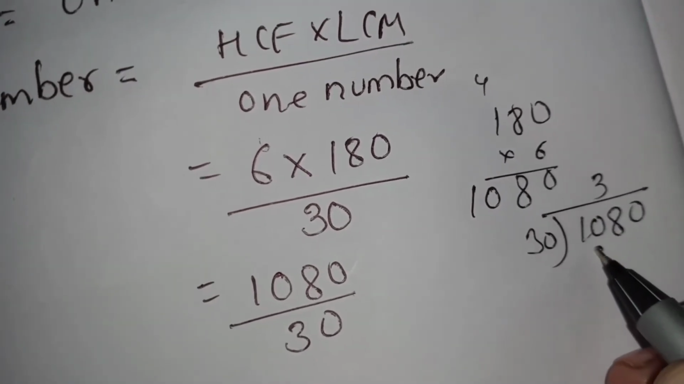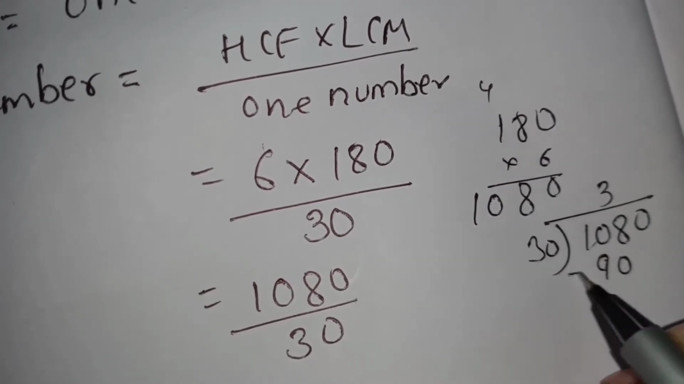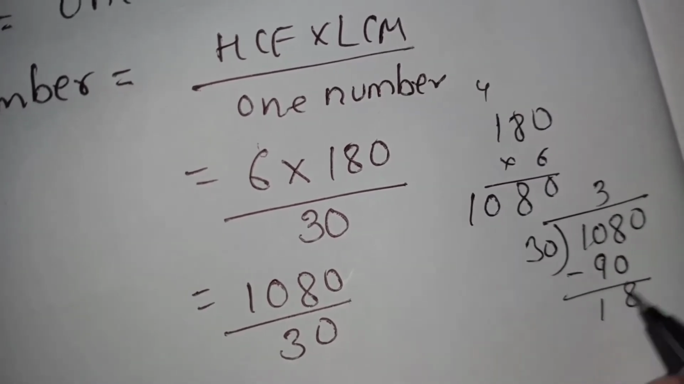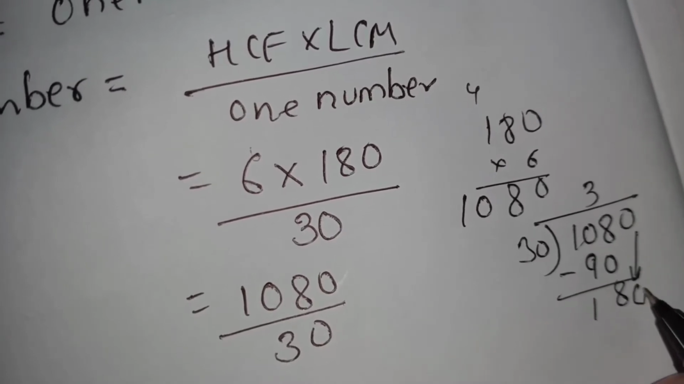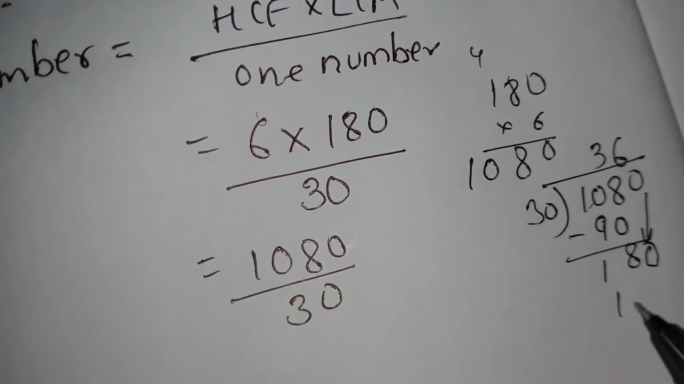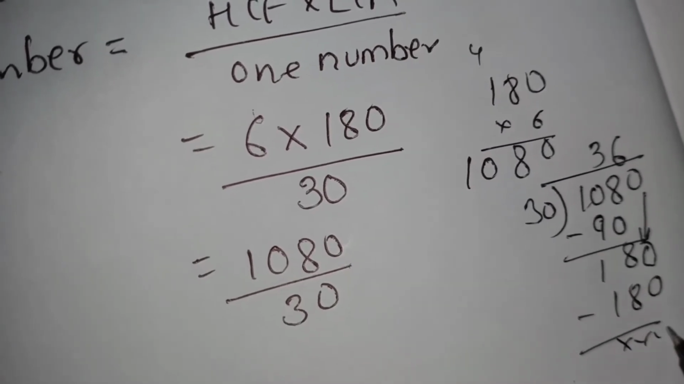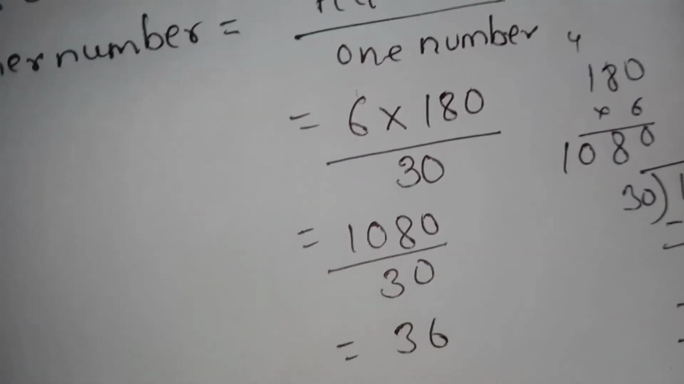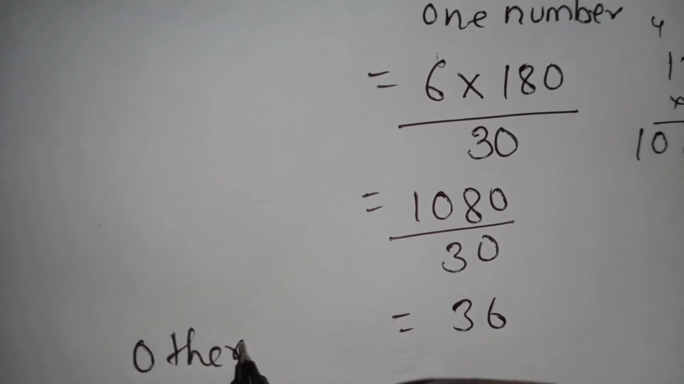33 ja, how much? 33 ja 98. 10 minus 9 is 1. Bring this 0 down. Okay, now 30, how much ja? 36 ja 180. So how much we got? 36 is the other number.